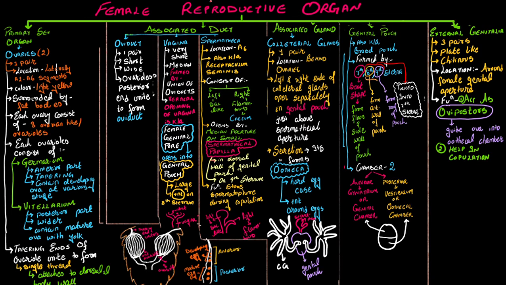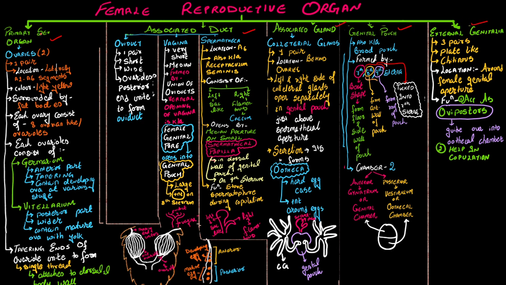In today's class, we are going to deal with the female reproductive system of cockroach. Let's begin our class. When we talk about the female reproductive system, it consists of primary sex organ, associated duct, associated gland, genital pouch, and the external genitalia.